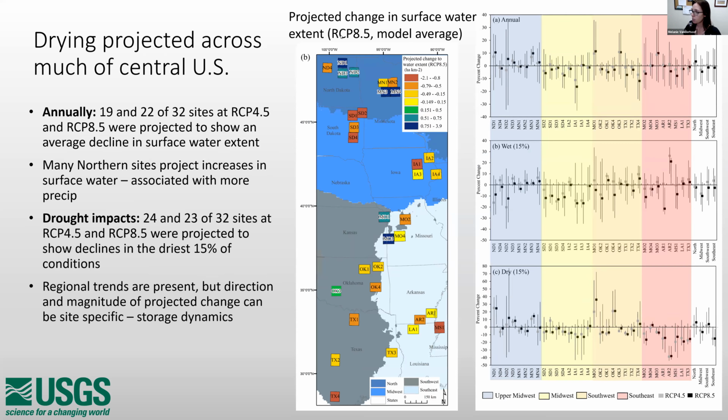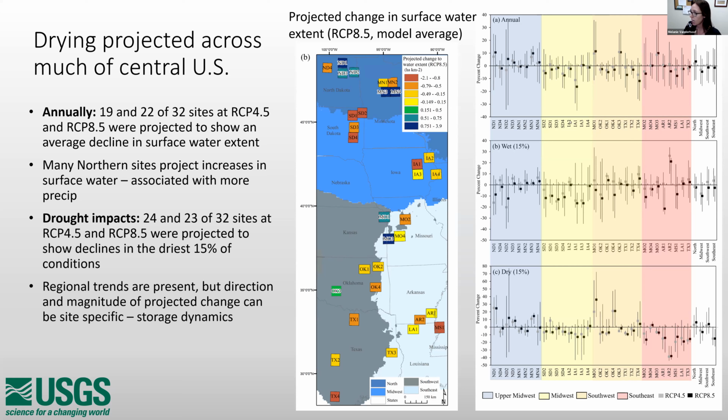And so this graph is showing how that breaks out geographically. And this is the projected change to water extent. So it's incorporating not only the predicted percent change, but also how much water you have on that landscape. And we can see that most of the sites across the Midwest in an annual time step are projected to have less surface water than they currently do. There are a few exceptions to that, and most of them are clustered up here in the north, where they're projected to show increases in the surface water extent.